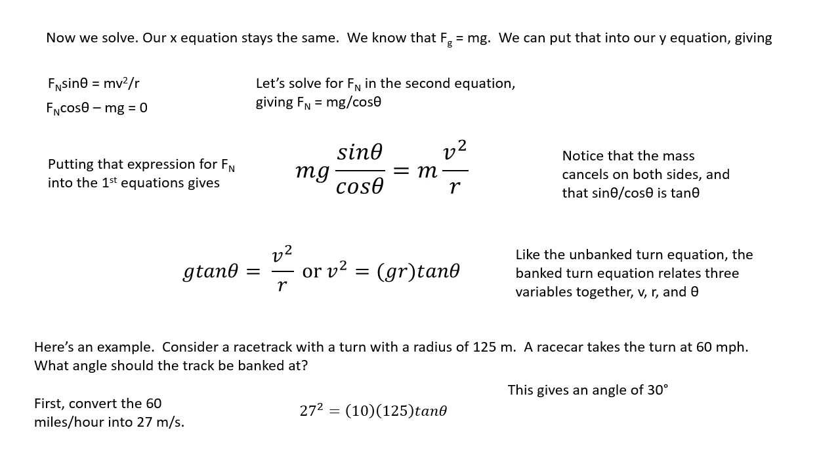Hopefully, you'll see that these two examples, either the banked turn or the unbanked turn with friction, are really good examples that make use of our centripetal motion.